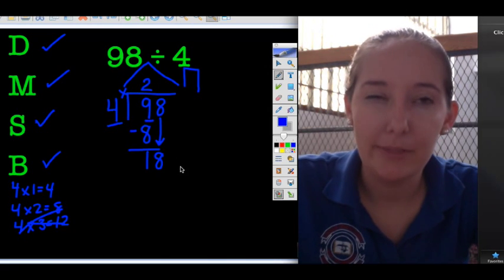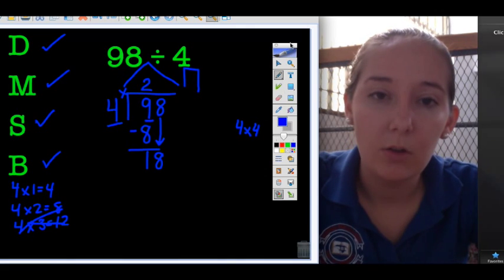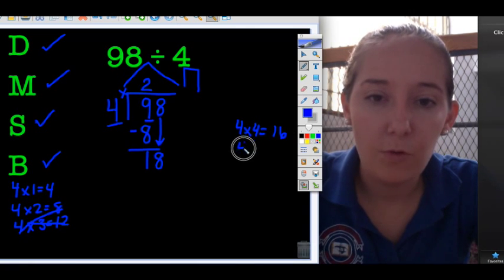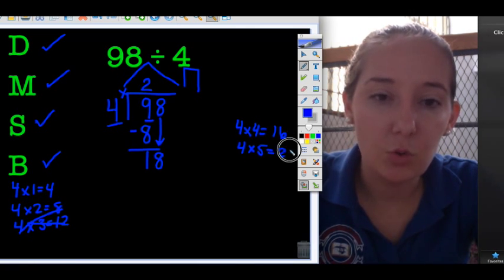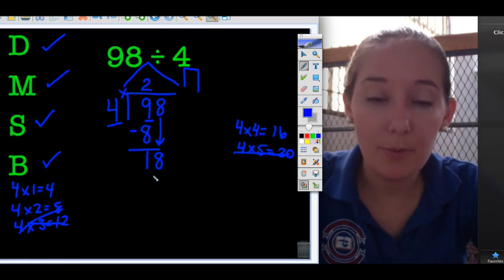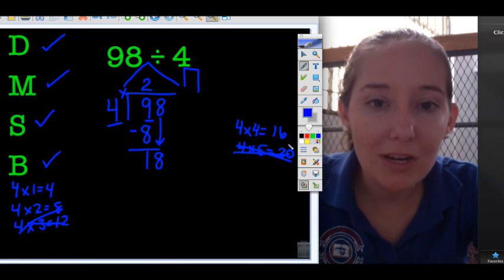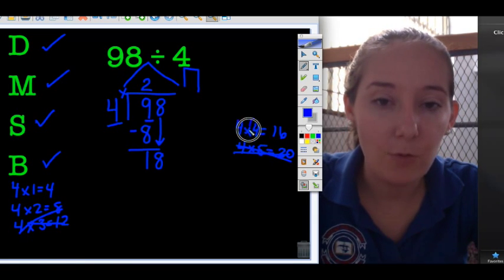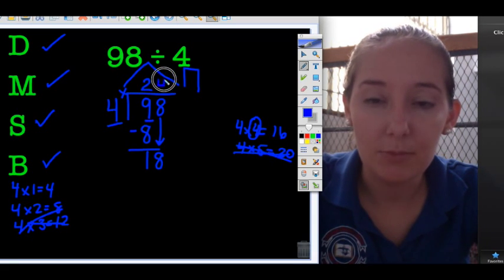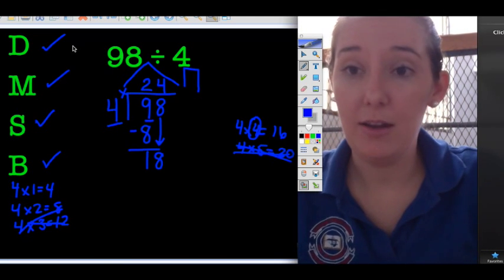All right, let's think about this. 4 times 4 is 16, all right? That gets us pretty close. 4 times 5 equals 20. Too far, all right? We know that we cannot use this one because our number is 18. We can't go over 18, so I'm going to cross that out. So the closest we're going to get to is 16 by multiplying 4 times 4. So I can say 4 goes into 18 4 times. I'm going to write my answer right up there. Okay, so now we did our dividing second time.